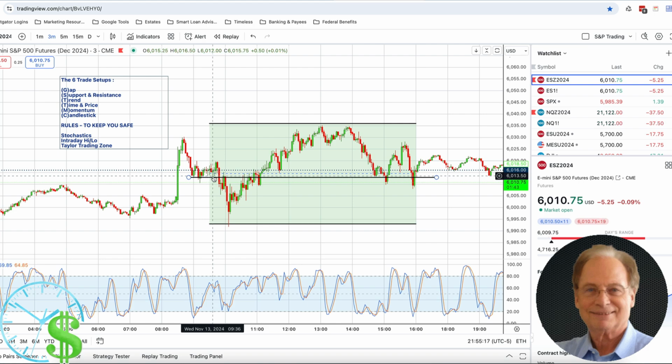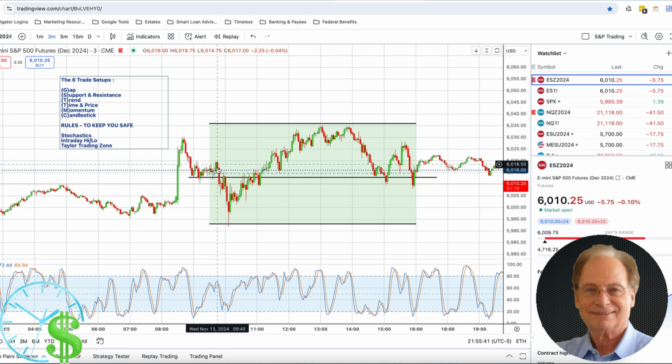There are only 6 trade setups, and you see them over here, right in this chart. Gap, support and resistance, trend, time and price, momentum, and candlestick. And so where was the trade? Well, it certainly wasn't at the open, right over here, because the gap was not there. There was no gap today.